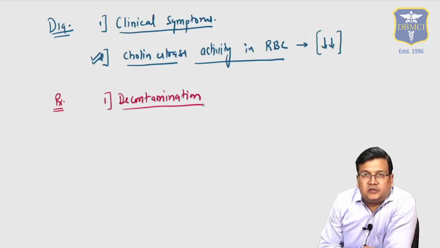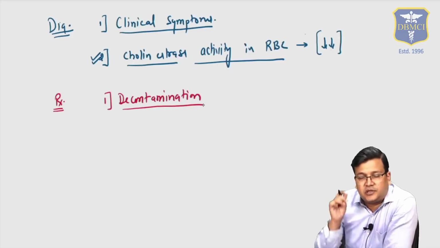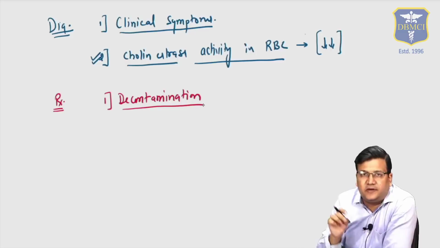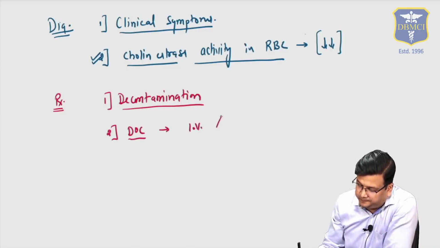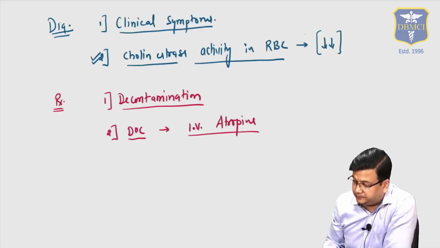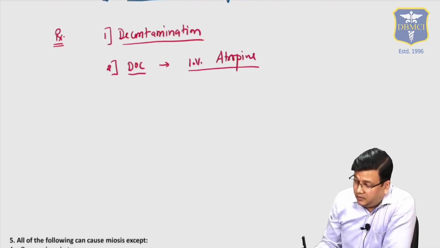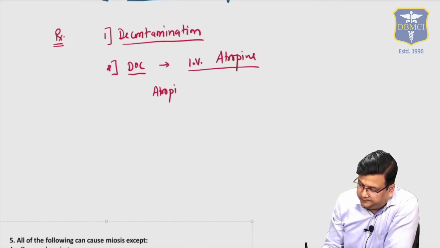Remove any clothing that patient is wearing and wash his body. Decontamination, because these drugs organophosphorus can also be absorbed via skin, so decontamination has to be done. Drug of choice for organophosphorus poisoning is IV atropine. IV atropine is the drug of choice. Till when atropine should be given? Till atropinization is confirmed.